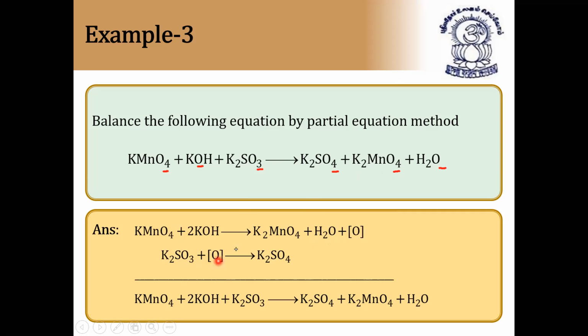Then this K2SO3 combines with that nascent oxygen because it has to change to K2SO4. So the nascent oxygen forms K2SO4, and straight away the equation becomes like this. So this is the equation in basic medium. I hope it is clear.